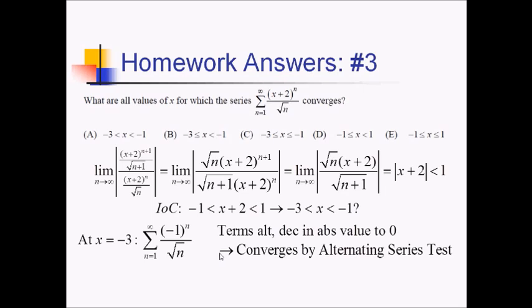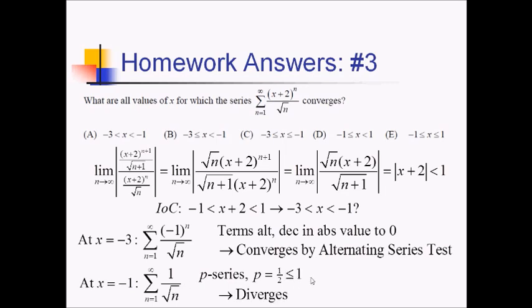And now let's check out the other endpoint, -1. So -1 plus 2 is just 1 to the n, which is just 1. So we have 1 over radical n for that series. Now this is a p-series with a p-value of 1/2 because of the exponent down here with the radical. Since that's less than or equal to 1, this diverges by the p-series test.